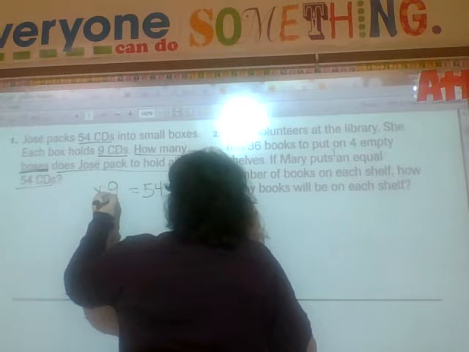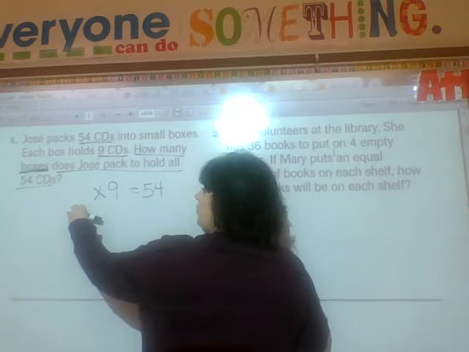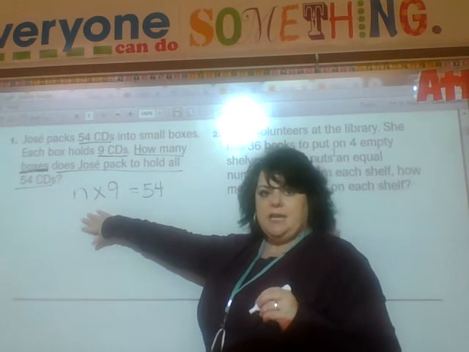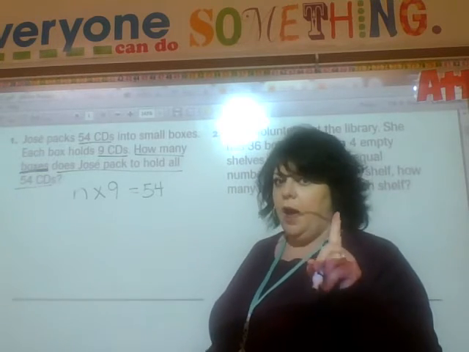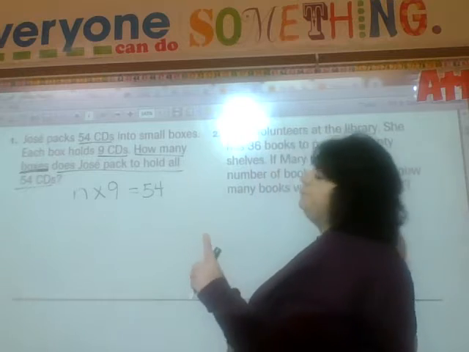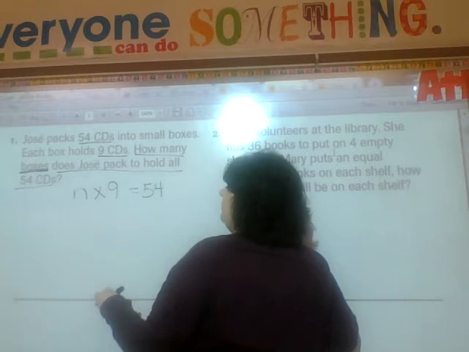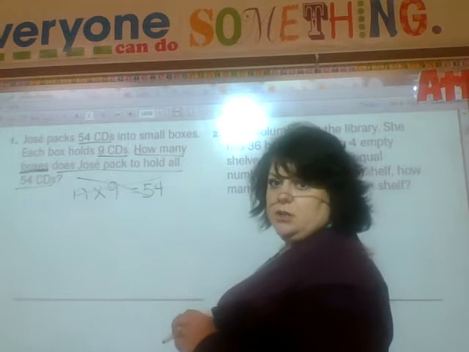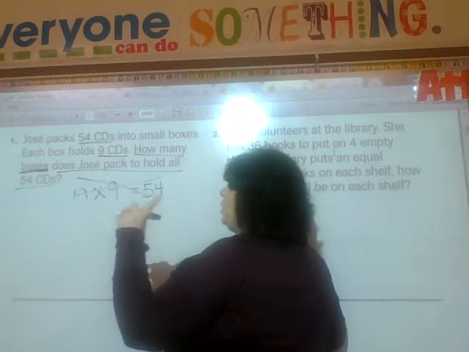So we would have written that, and we would have had an unknown factor. How many boxes does Jose pack to hold all 54 CDs? And we would have represented that by an N. N times 9 equals 54. And we would have said, what times 9 equals 54? Well, hold up, because we're going to use that as a strategy still. But if it's going to be a division problem, which it is, we're not going to be using this. That's not what our problem is going to look like, okay? Our problem using division is going to look like this.